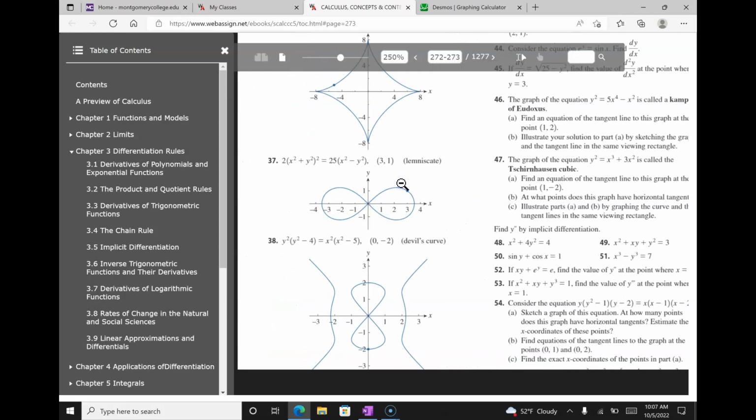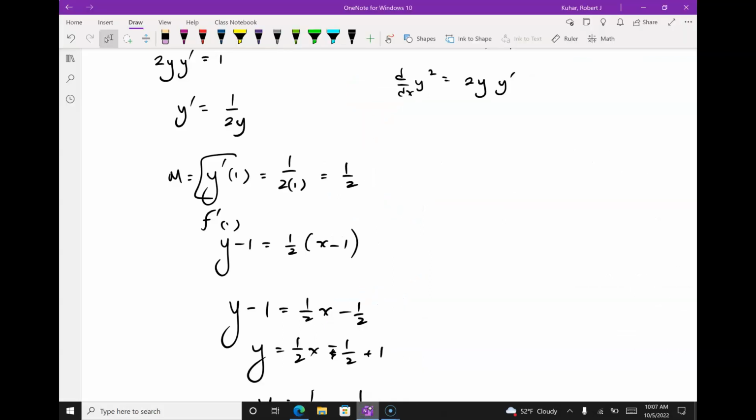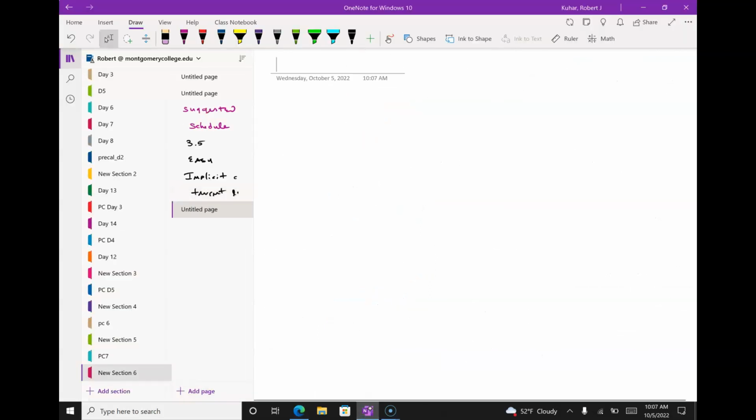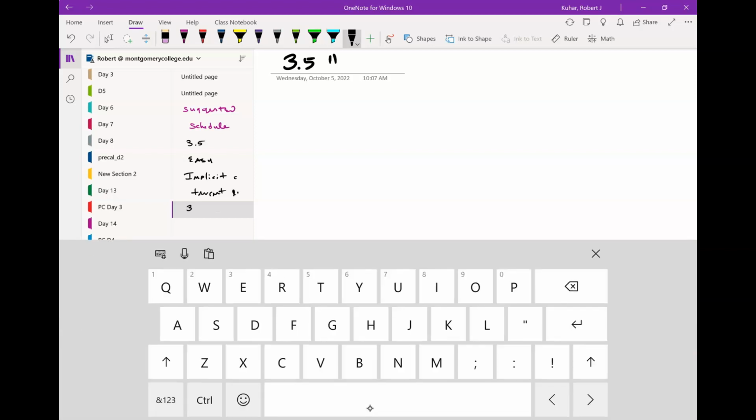This is one that's going to be so nasty to find y prime, we're going to cheat on it, okay? So let me just take a quick picture, because my brain will not remember it. So this is section 3.5, number 37. And we have this particular shape called the lemniscate.